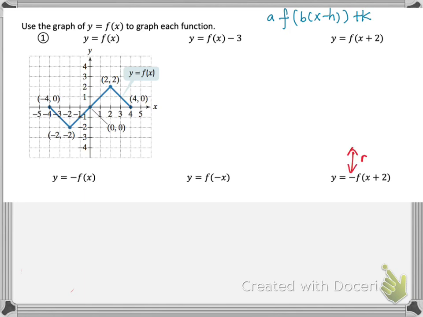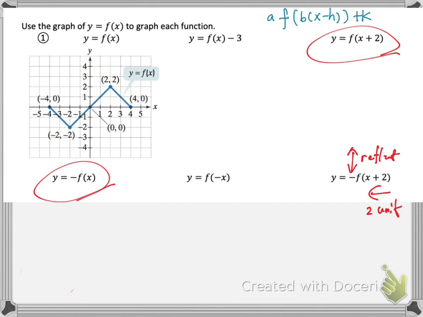This is a vertical reflection, and we have to move it to the left 2 units. So we combine these two: move to the left and then reflect. We already did these two parts separately, so now I will just draw the picture. Move to the left 2 units, then we get this picture. The blue curve moves to the left 2, and you get this red curve.